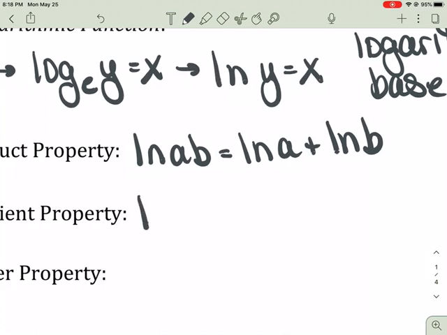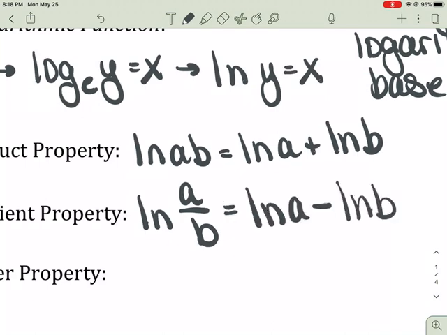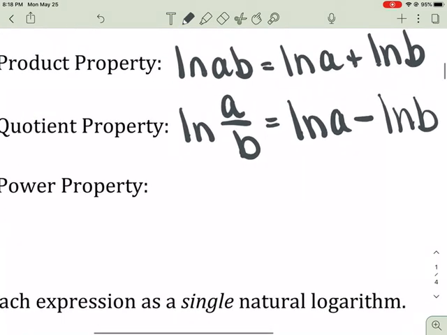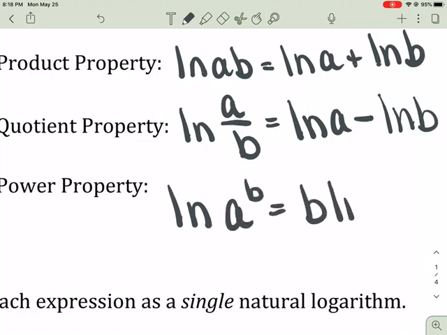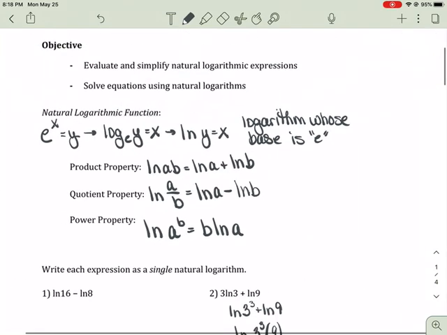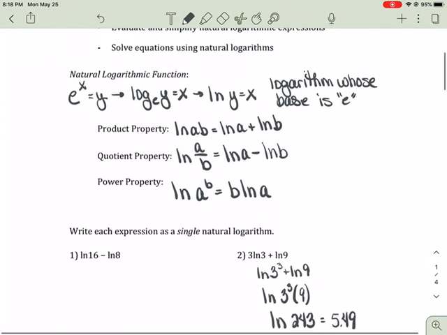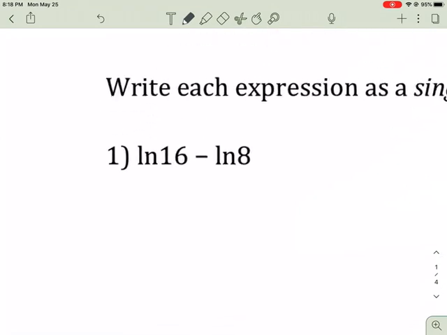The quotient property: ln of a divided by b is the same as ln of a minus ln of b. And then our power property, which is where we had, let's say, ln of a to the b is equal to b ln of a, comes down in front. You can do the change of base formula if you want with ln, works just as well. But there's a little shorthand that we want to be aware of, and we'll talk about that in a little bit.